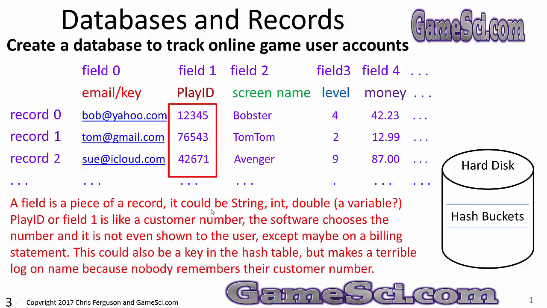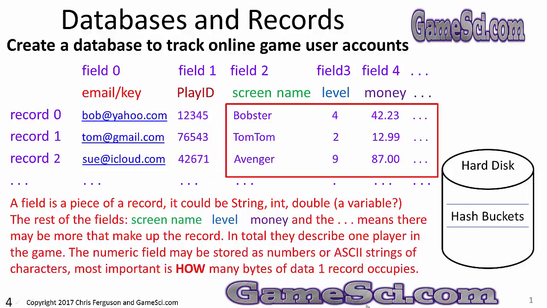Once again, a field is a piece of a record. It could be a string, an int, a double, something akin to a variable. Player ID is field 1, and is like a customer number. The software chooses the number, and it is not shown to the user except maybe on a billing statement. This could also be a key in the hash table, but makes a terrible logon name because nobody remembers their customer number. The rest of the fields, screen name, level, money, and the dots mean there may be more that make up the record. In total, they describe one player in the game.